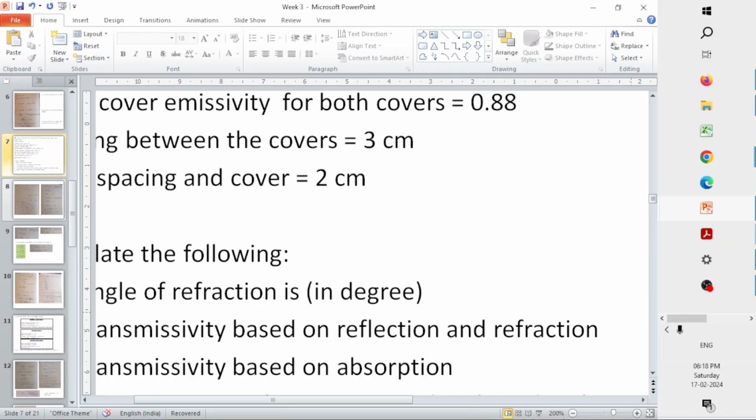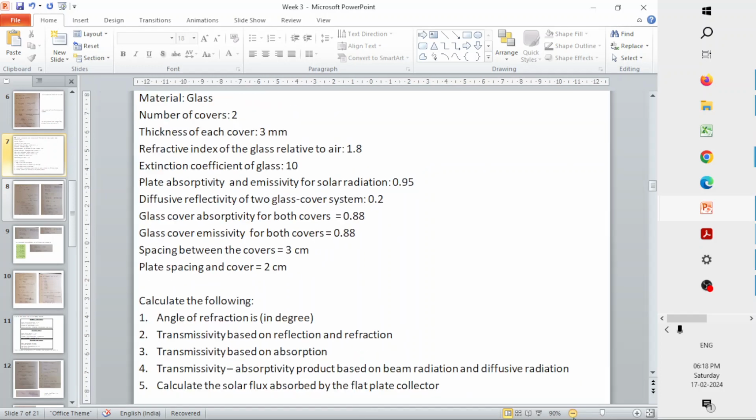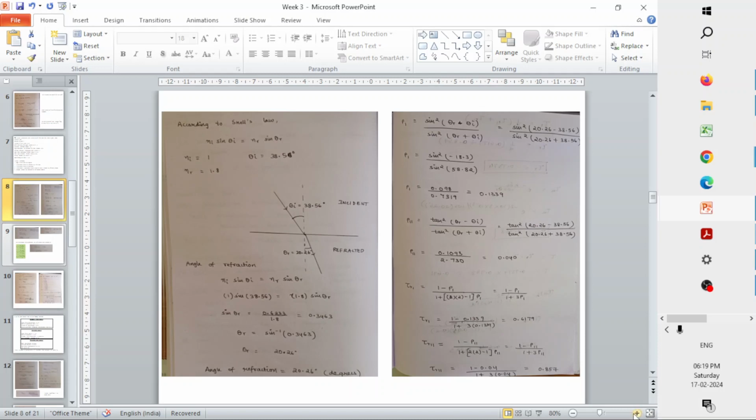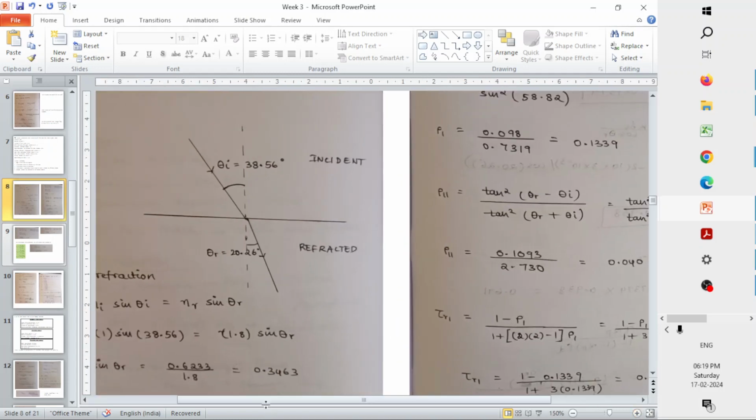Wait, let me just minimize, let me just zoom out now. Okay, so this is your angle of refraction, and this is the question. Now we have calculated the angle of refraction, that is 20.26 degrees. Now we have to calculate transmissivity due to the reflection, refraction and absorption components. So let us see how to calculate that. Now I will zoom in because I have to show.